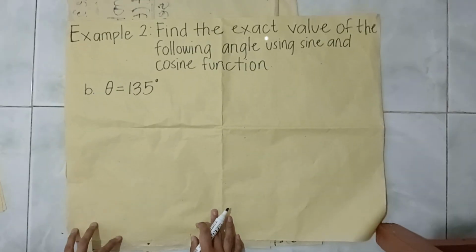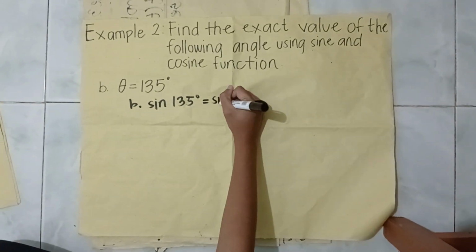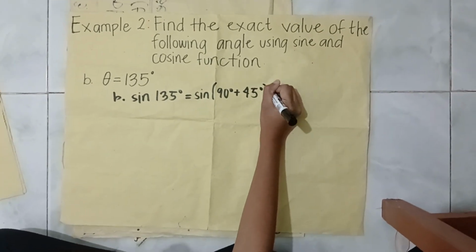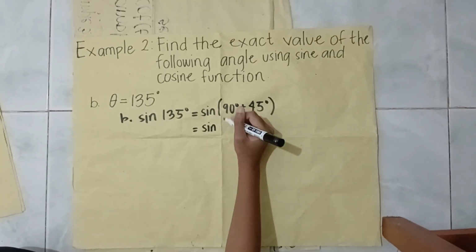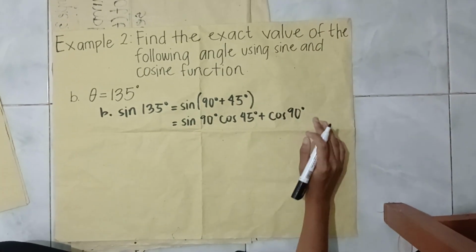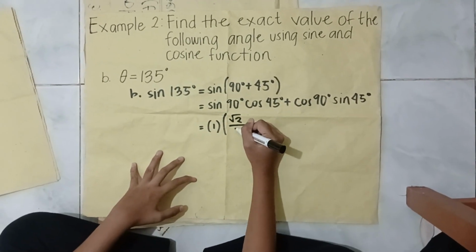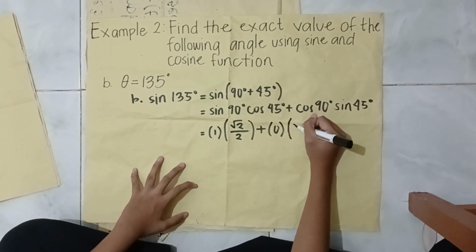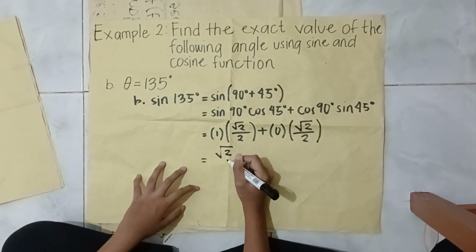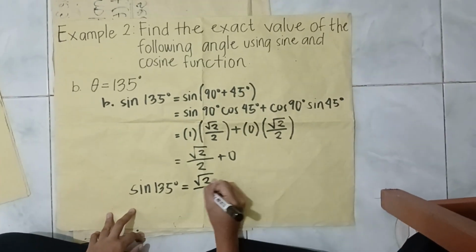Example number 2. Find the exact value of the following angle using sine and cosine functions. The first thing that we should do is to find the exact value of the angle using the sine function. So in here, we use the sum formula for the sine. And then, we substitute the exact values. After that, to get the final answer, we simplify the equation. Therefore, we can conclude that sine of 135 degrees is equal to square root of 2 over 2.